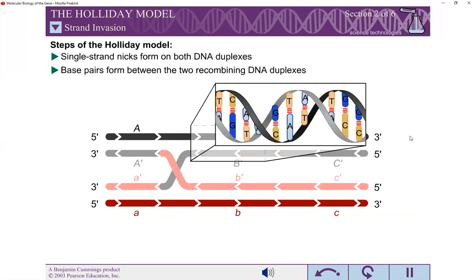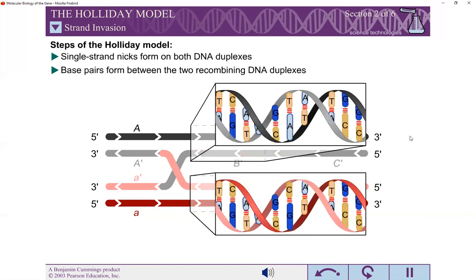Since the duplexes are identical, or nearly identical in sequence, each of the nicked strands is able to base pair with the uncleaved strand on the opposite duplex. As the duplexes are completely complementary to each other, each strand that is migrating will be able to form a base pair with the pre-existing strand of the DNA molecule. So every strand that is base pairing will be migrating and base pairing with another strand of the DNA.